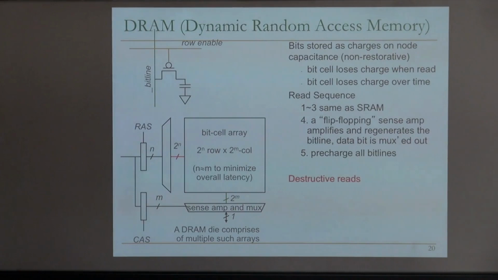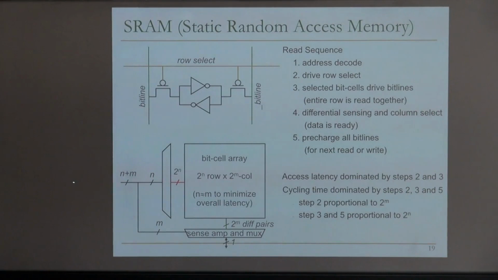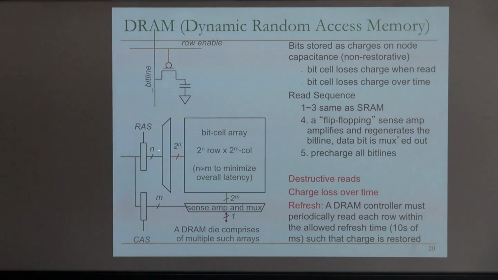But there's another difference pictorially over here that I put. As you can see, here we've divided the address not this way. If you go back over here, we actually supply the whole address in a cycle, let's say, and then they get latched over here, which we didn't show. But you supply n plus m bits over here, whereas in DRAM, usually you supply the row address first, and then activate the row, and then the column address next.